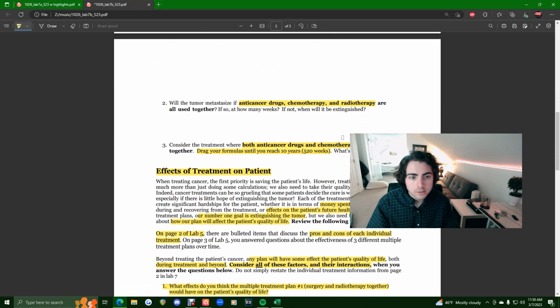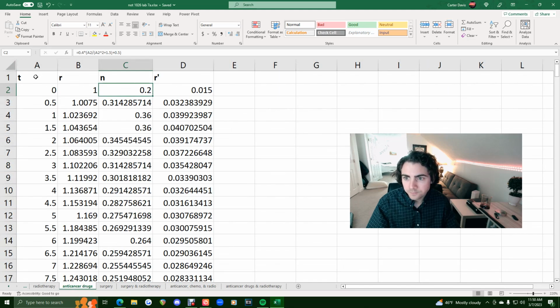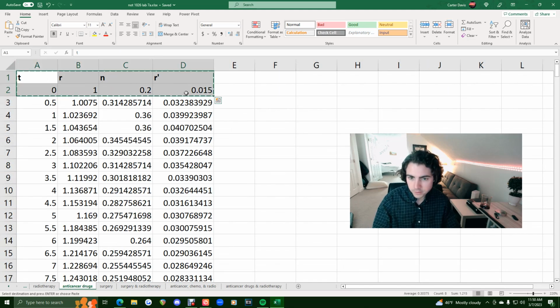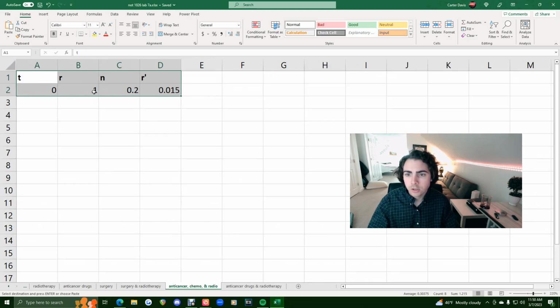So same exact question. Let's talk about it. Anti-cancer, I'm going to just start with that. I'm just going to copy this first 2 rows and paste them here. And let's think about, what did anti-cancer drugs change for these equations?